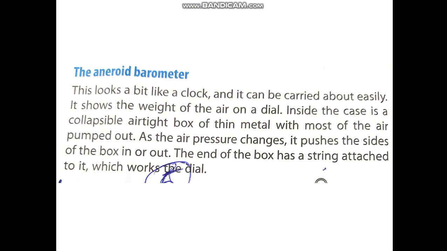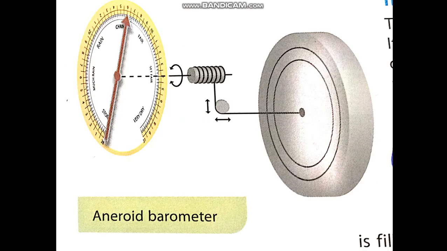It shows the weight of air on a dial. Inside the case is a collapsible airtight box of thin metal, with most of the air pumped out. I will show the diagram later. As the air pressure changes, it pushes the sides of the box in or out. The end of the box has a string attached to it which works the dial. This is the diagram of an aneroid barometer. The clock shows the pressure or the weight of the air.